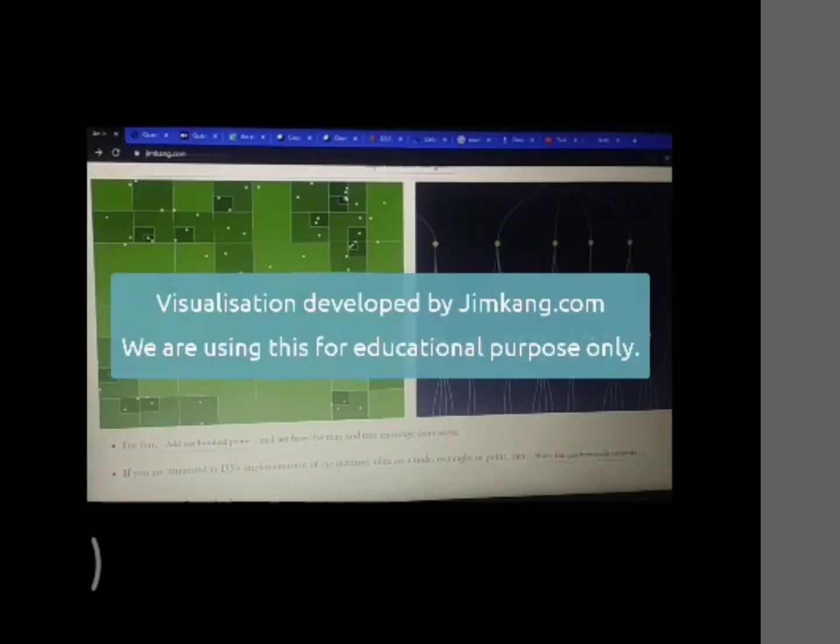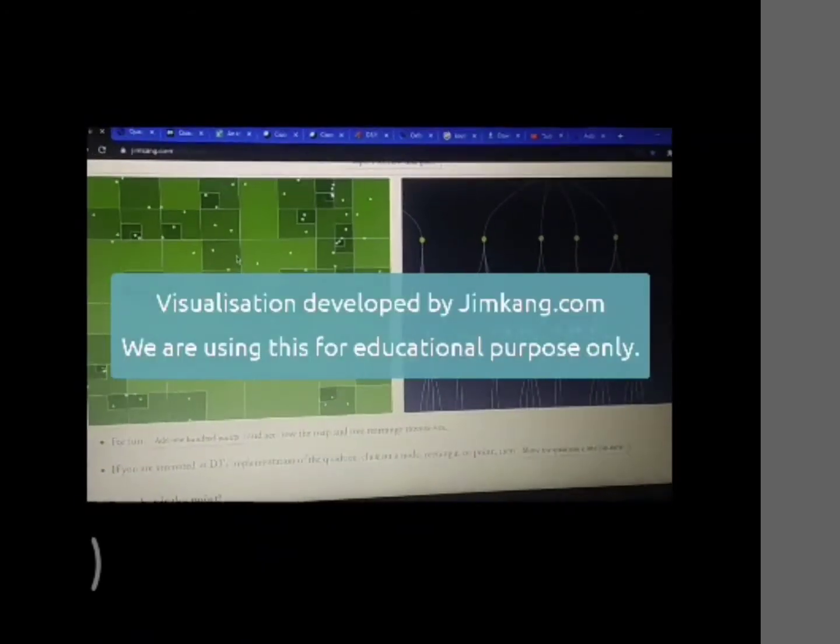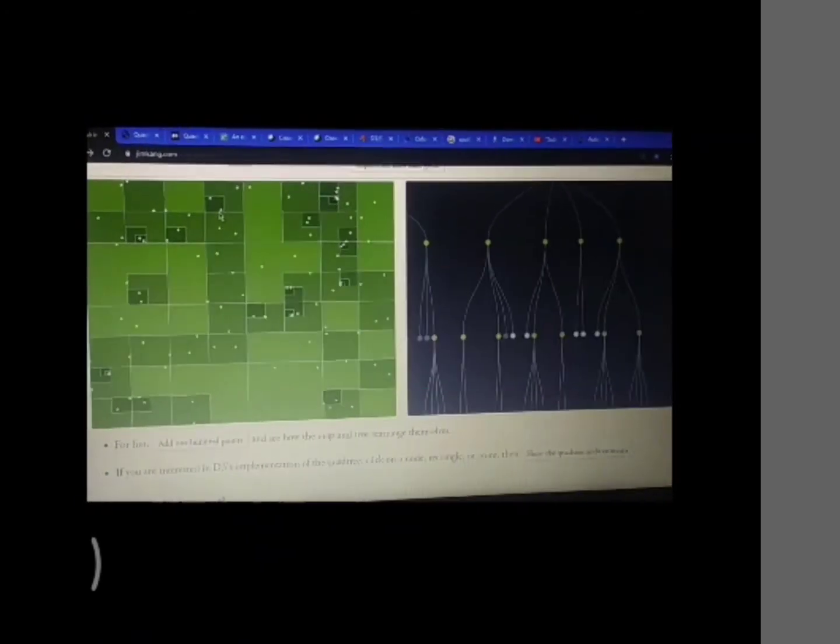This visualization is developed by jimgang.com. We are using this for educational purposes.